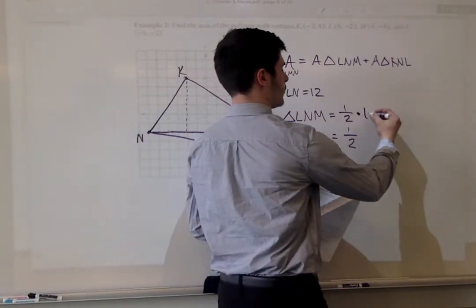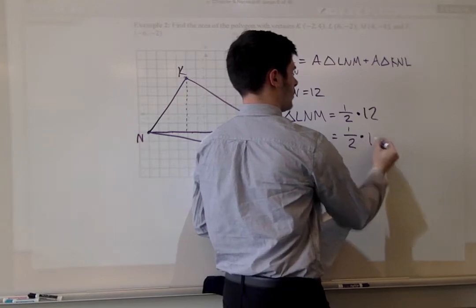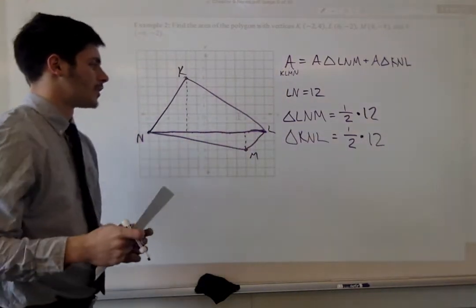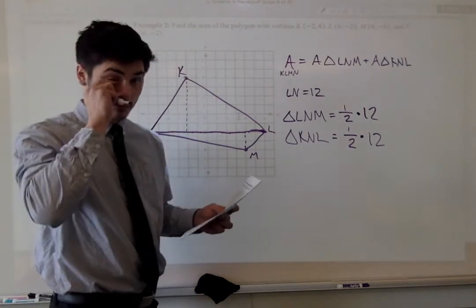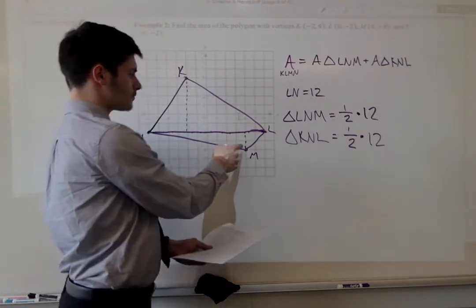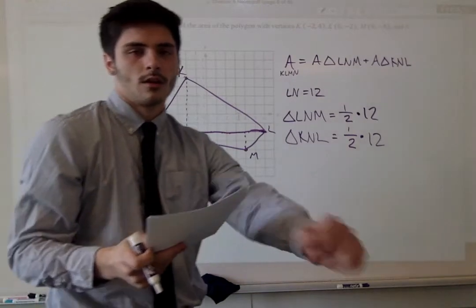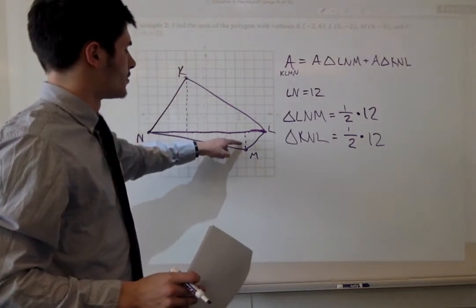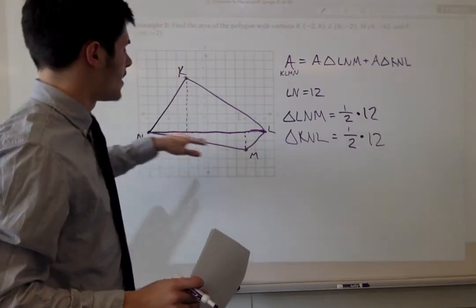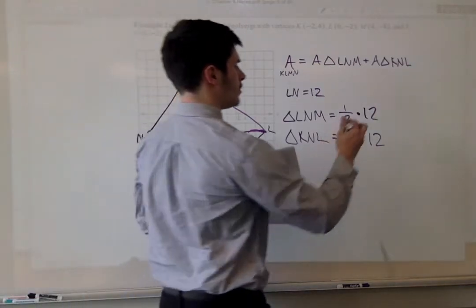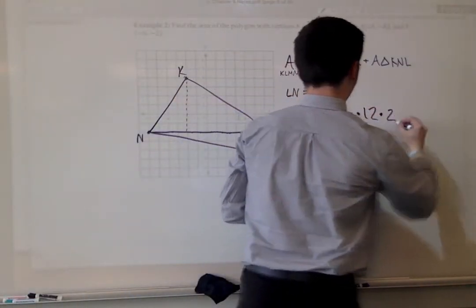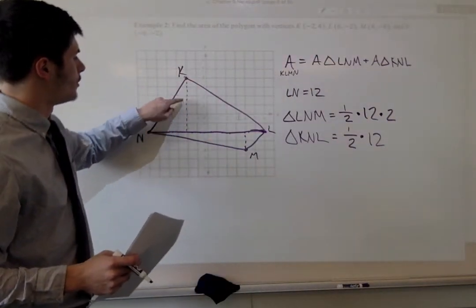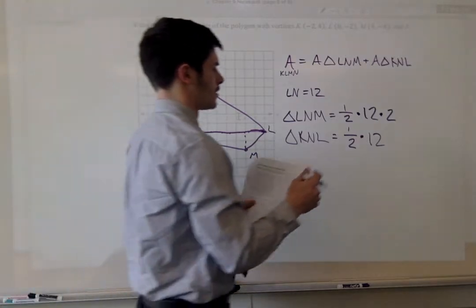And that goes for both of them, because this base is in both spots. And then let's look at our heights now. So luckily, our heights are perfect units as well. So we see that LNM has a height of 2, and KNL has a height of 1, 2, 3, 4, 5, 6.